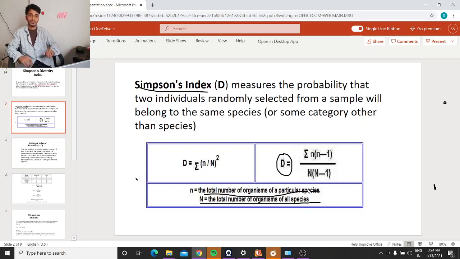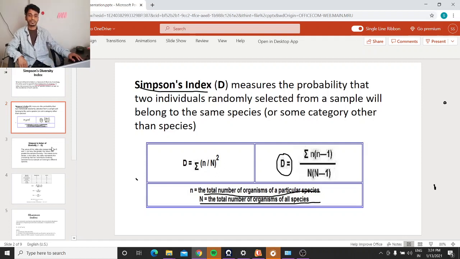So its range lies between 0 to 1. If it is proximal to 0, then the species diversity is more, and if it is proximal to 1, then the species diversity is less.